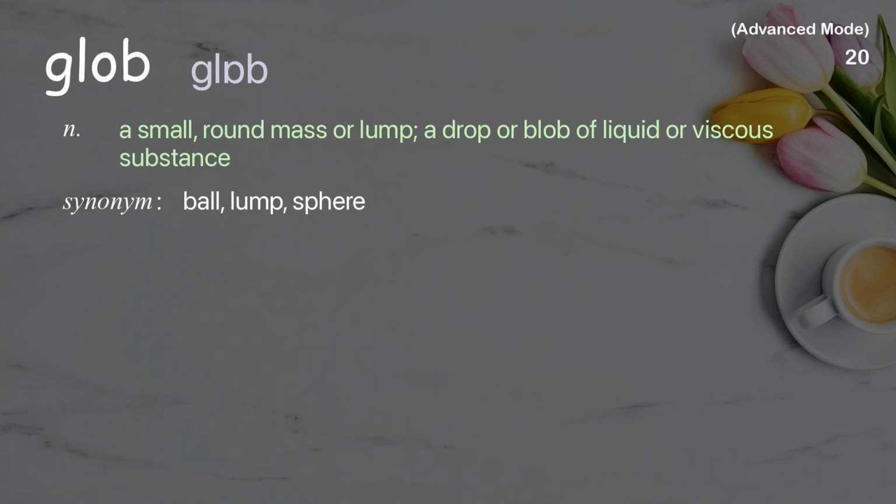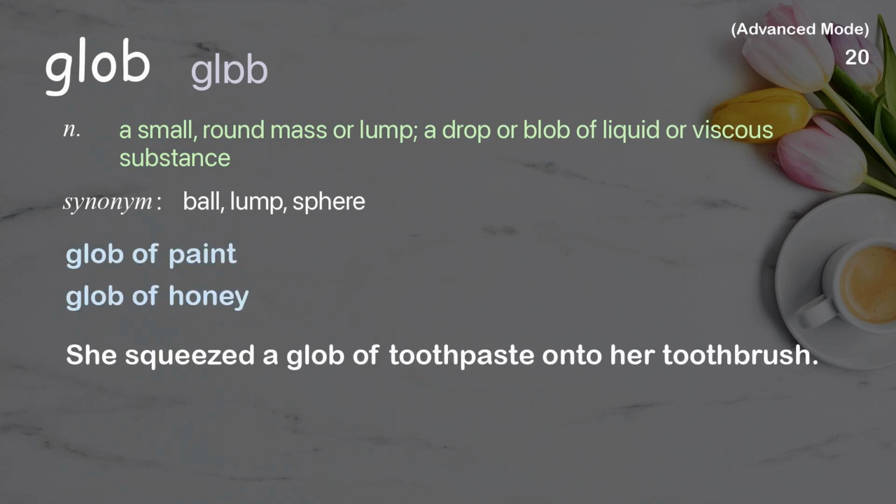Glob. A small, round mass or lump, a drop or blob of liquid or viscous substance. Examples: Glob of paint. Glob of honey. She squeezed a glob of toothpaste onto her toothbrush.